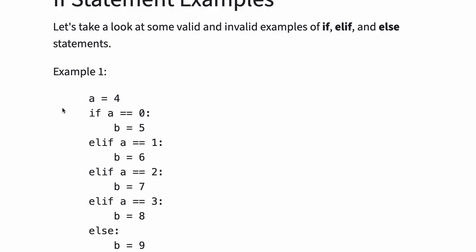Let's take a look at some valid and invalid examples of if, elif, and else statements. Here's the first example. This is a valid Python program. Python evaluates the if test and all of the elif tests. They are all false, so Python executes the else body.